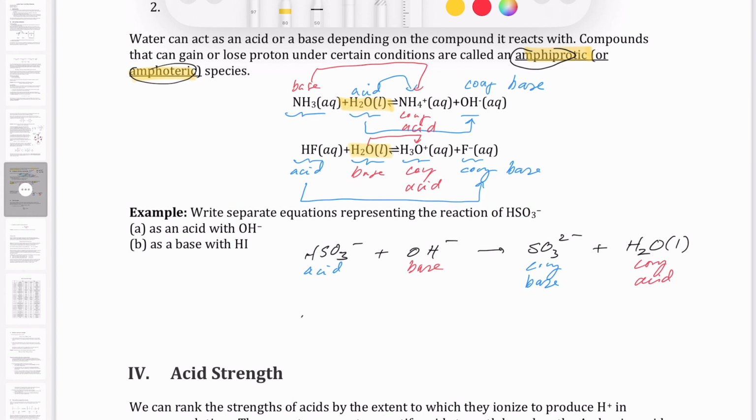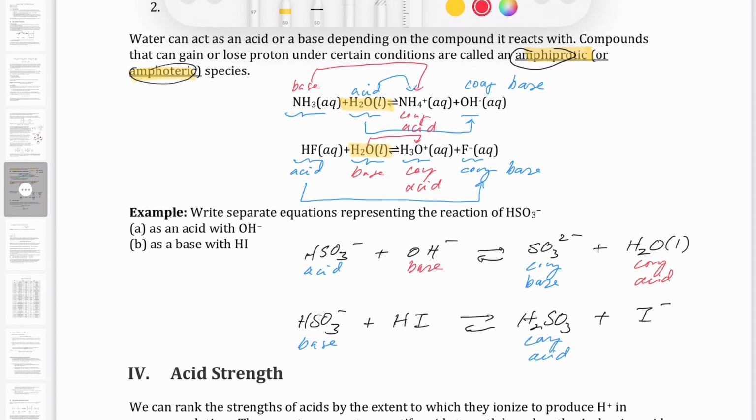You can write bisulfite, HSO3 minus, as a base. Now it's reacting with HI. Make sure this is written as an equilibrium. So if it's a base, it accepts a proton, so it becomes that. And then the HI just forms I minus because it gives away the proton. So now HSO3 minus is a base, and this is its conjugate acid.